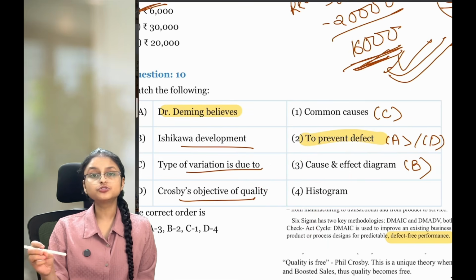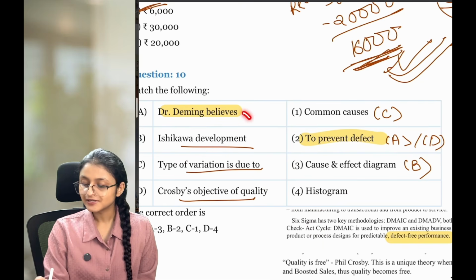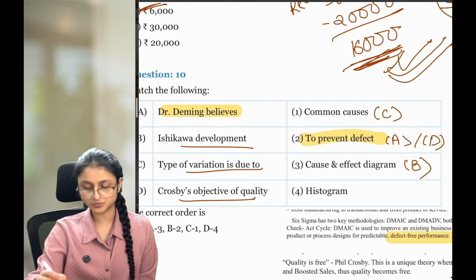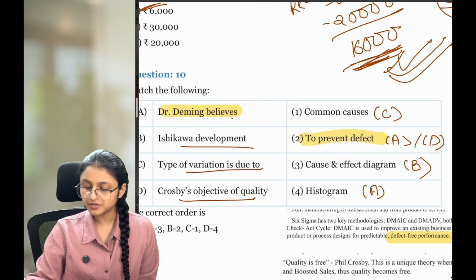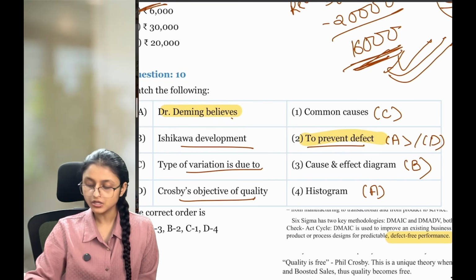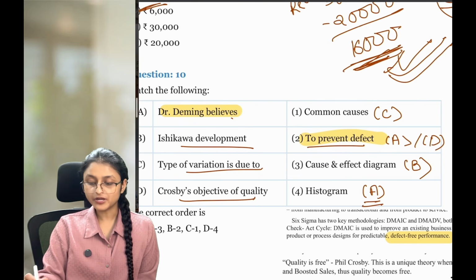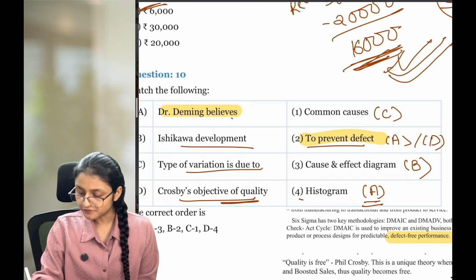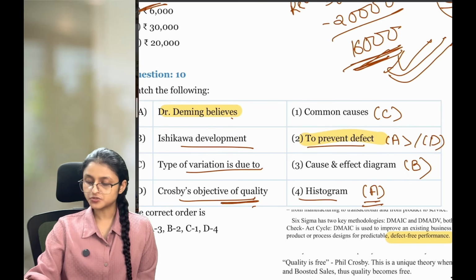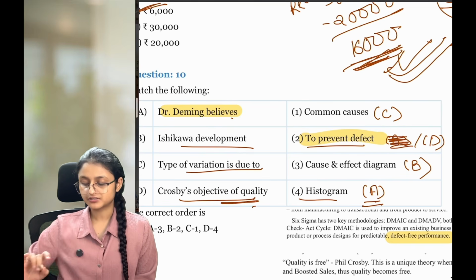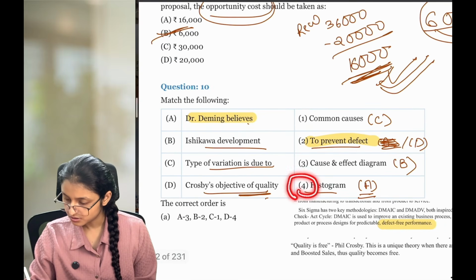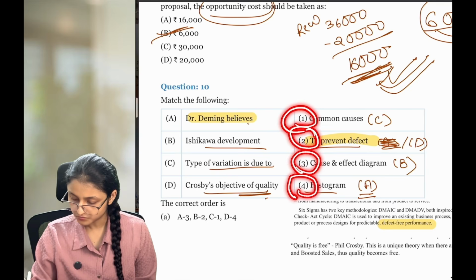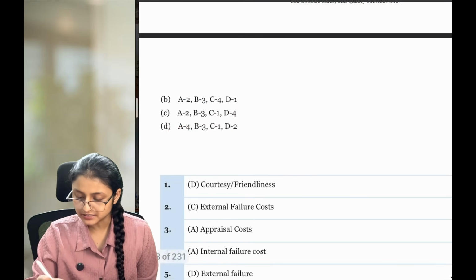Histogram is specifically used in statistics, and Dr. Deming was using statistics more. Hence, for Dr. Deming, you should select this one. I understand that Dr. Deming also believed in preventing the defect, but as we have to select 1 point for Crosby and 1 for Dr. Deming, we select histogram for Dr. Deming and preventing the defects for Crosby. Okay? So for A, we are selecting 4, then 3, then 1, 2. 4, 3, 1, 2. Option number D is the correct answer.